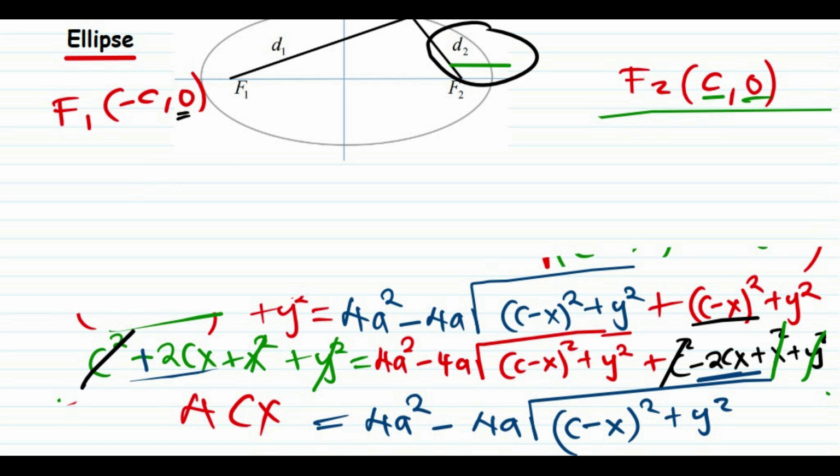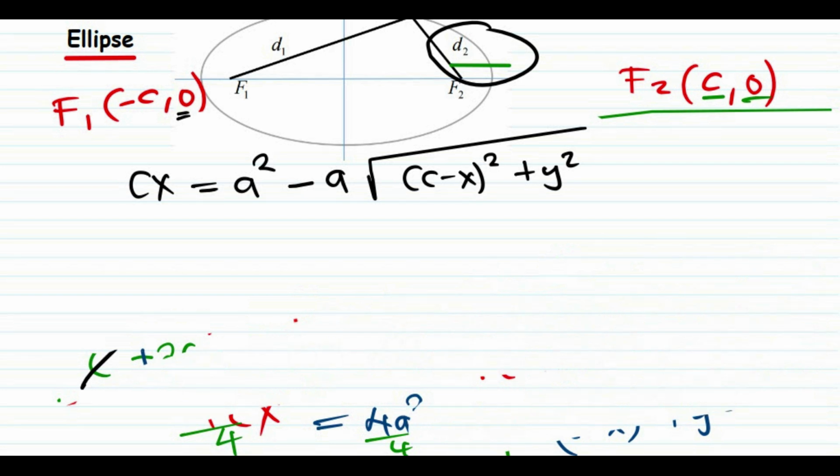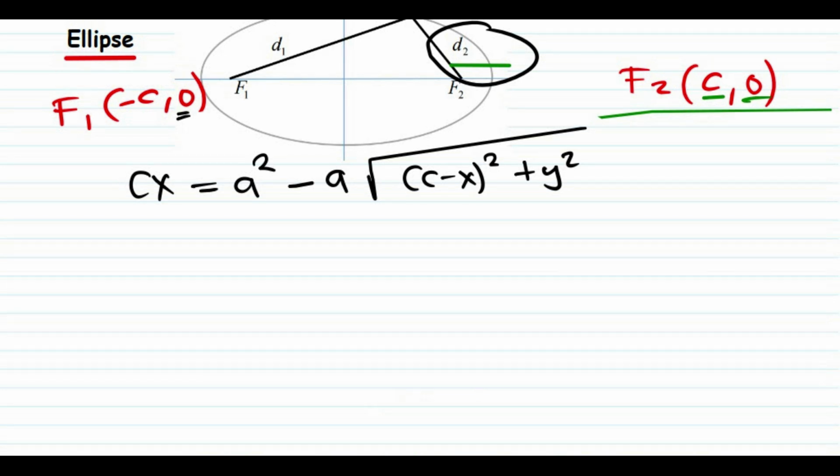So at this point, we can divide by 4, and if we divide by 4, what we're remaining with is cx on the left, and then a squared there, and then minus a, and then the root of c minus x squared plus y squared, right? Okay, so at this point we want to write it in a way that we can easily square both sides, because we want to do away with the radical on the right. So cx minus a squared, so that we just remain with the radical part on the right.